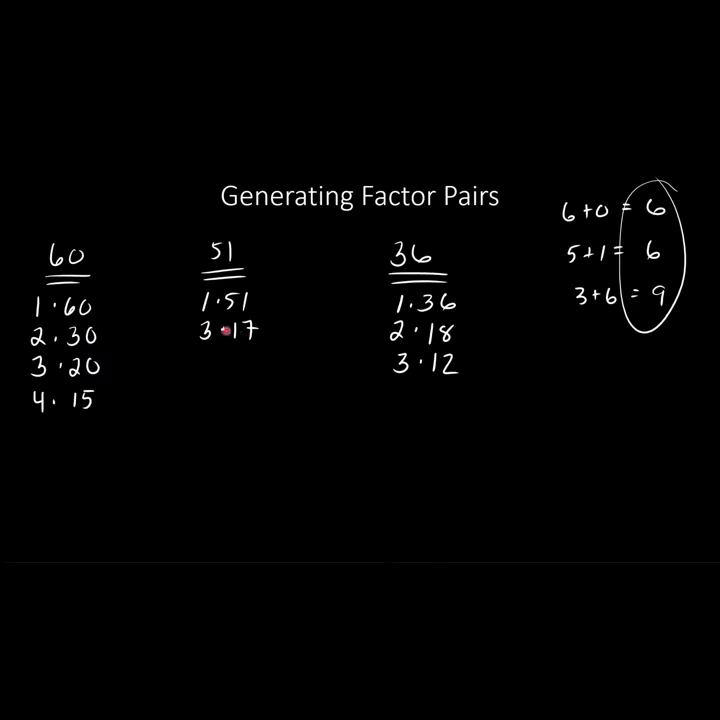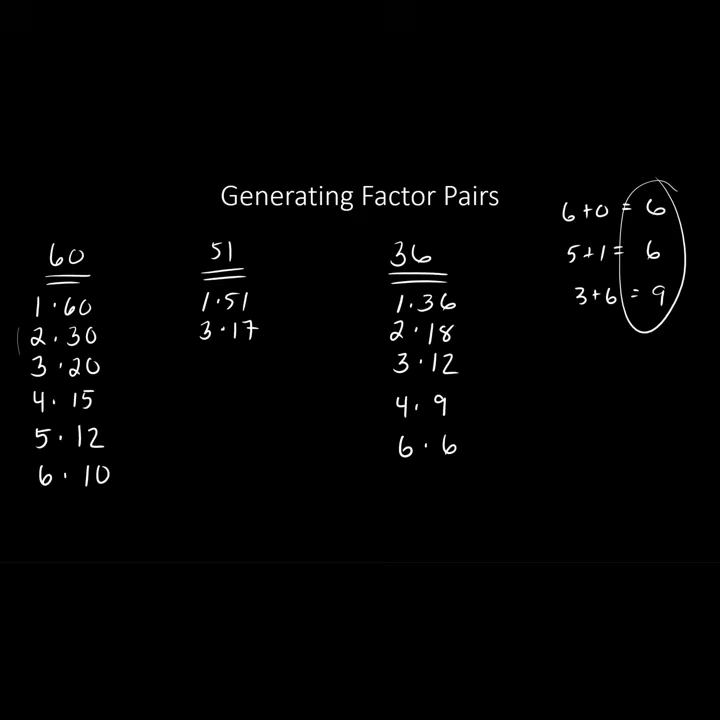This one was not divisible by 2. This one was, and so we would have 4 times, since 18 divided by 2 is 9. If it ends in a 5 or a 0, it is divisible by 5. This will be 5 times 12. If it is divisible by both 2 and 3, it is divisible by 6.